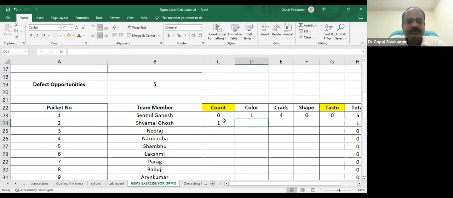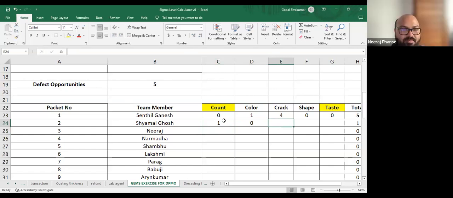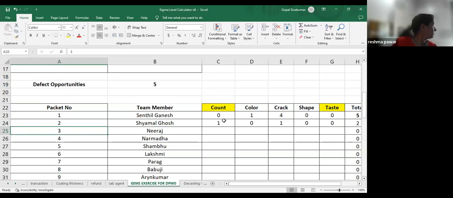It's a good problem to have. Color is okay, color 0. There is no defect. Crack is 1. One crack I found. Shape? 0. Taste? You can take it 0 because I didn't check all 11, but you can take it 0.